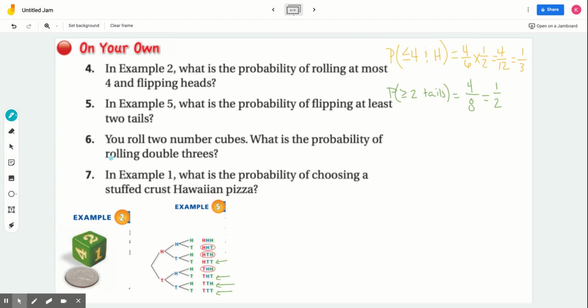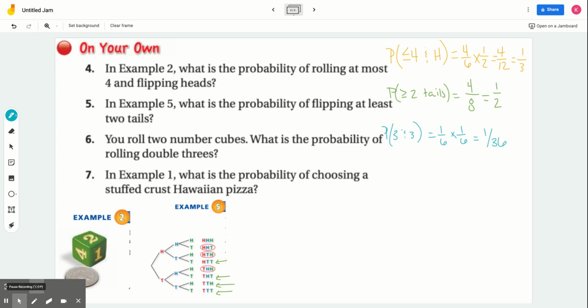Now in number 6, you rolled 2 number cubes. What is the probability of rolling double 3s? So this will be the probability of a 3 and a 3. The first time, it's 1 out of 6 sides. Again, the second time, 1 out of 6. So the probability of this happening is 1 in 36.